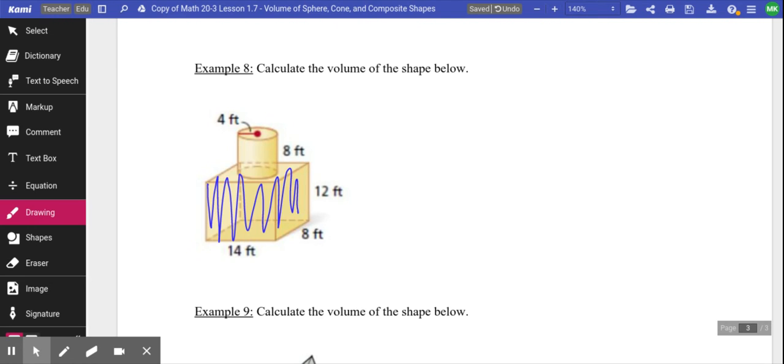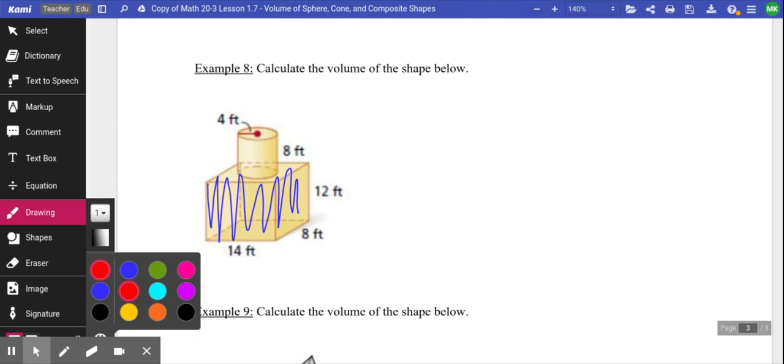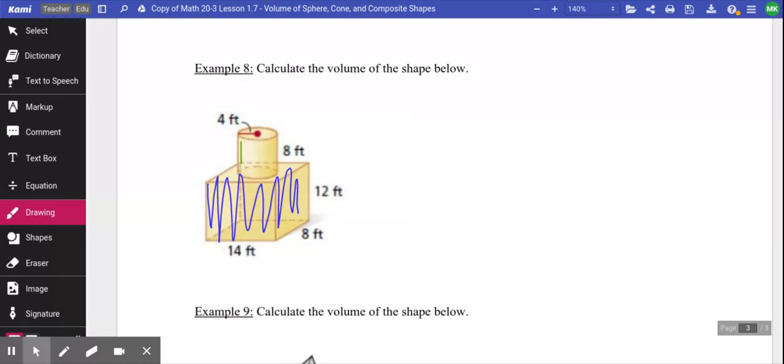So there's clearly a cube on the bottom and then a cylinder on the top. And what Braden just said, can you just do them separate? That's exactly what you do. Just do them separate. Figure out the volume of that cube, figure out the volume of that cylinder, add the two together.